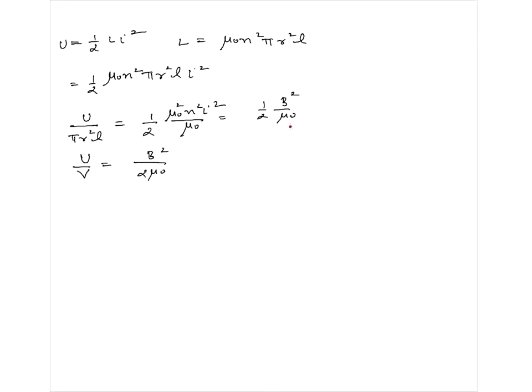I hope you remember the electric field energy density: half epsilon naught E square. That's the electric field energy density. Half B square by mu naught is the magnetic field energy density. Epsilon naught and mu naught always have this reciprocal relationship.